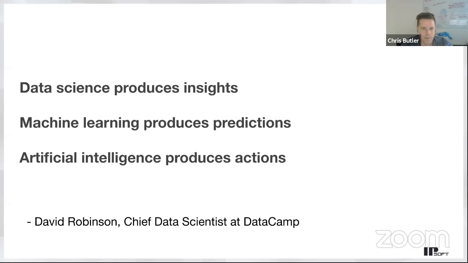So what is it? I really like this particular definition by David Robinson, who's a chief data scientist at DataCamp, which is another great place if you want to learn the nuts and bolts of actually developing things like data science, machine learning. But data science is really about producing insights. Machine learning is about producing predictions, which really are like classifications. And then AI in general is about producing an action.